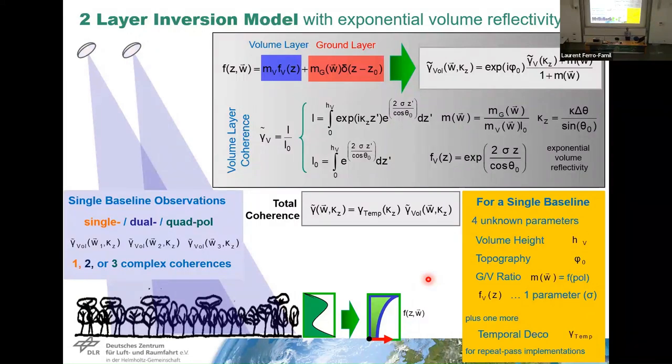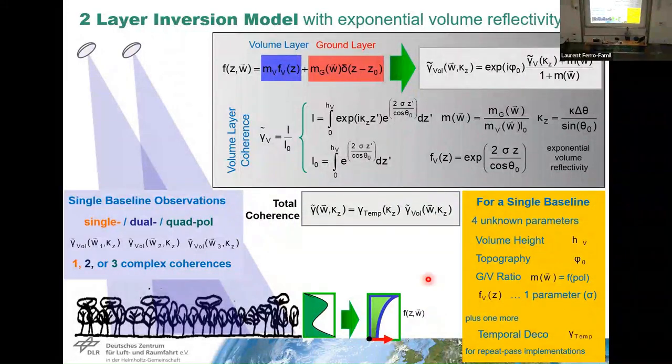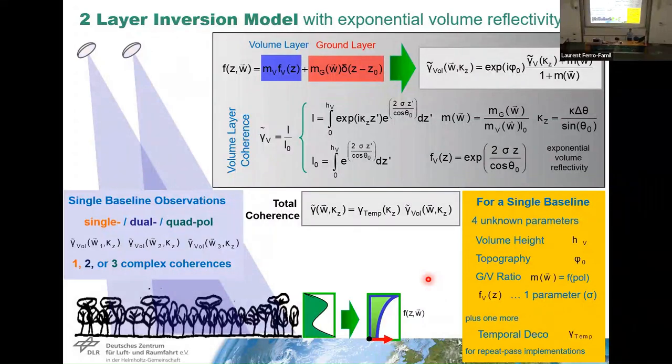Still, you can optimize your polarimetric channel. You can look for the one where, for instance, you have no ground. So you kill some parameters more and you say the coherence that I have in that channel is just the volume. And there you invert the parameters that remain. So that's very roughly what is done.